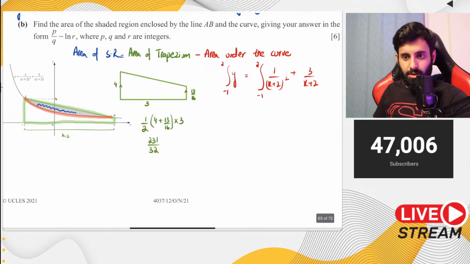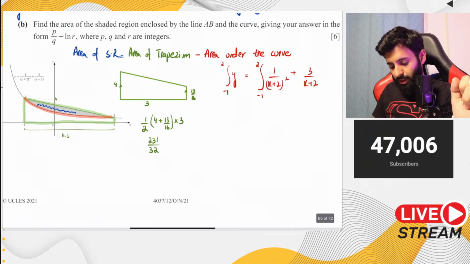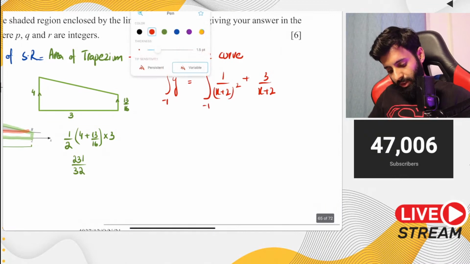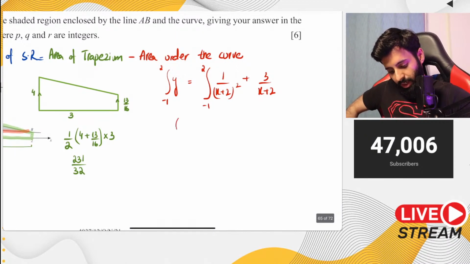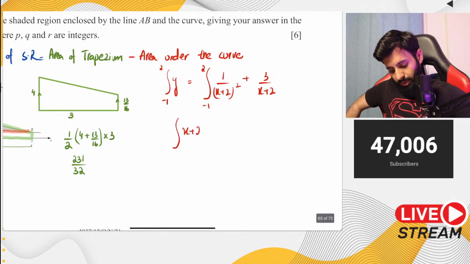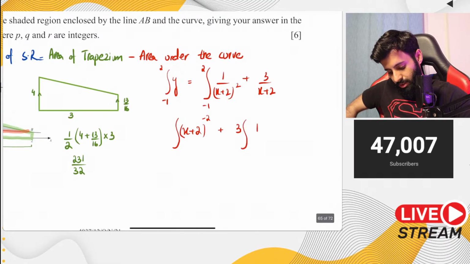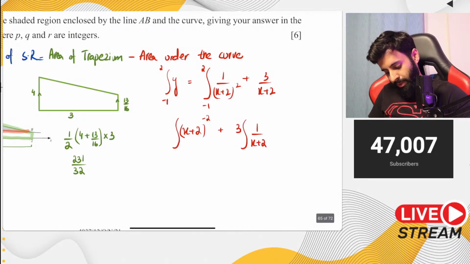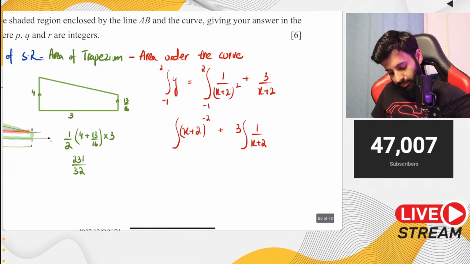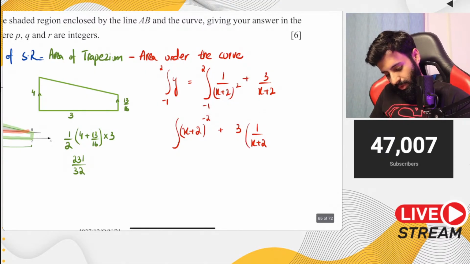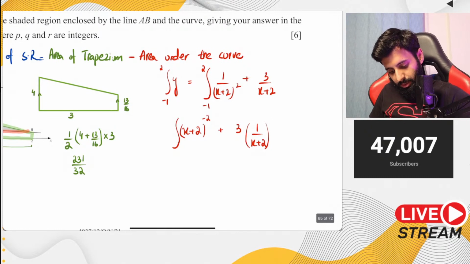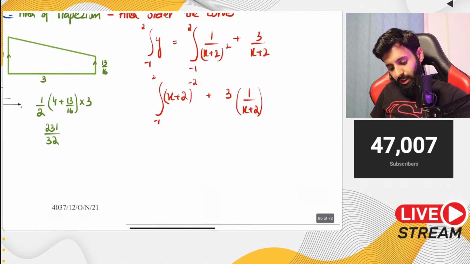Okay, now I hope you guys are ready. Let's begin the integration. Before I start off with the integration, I need to make sure that it's written in a way that it can be integrated easily. So I'll shift the (x plus 2) to the numerator and the power as a result will become positive. Okay, and here I will take the 3 outside and we'll just have 1 upon (x plus 2). And remember, all of this is within the limits 2 and minus 1. Okay, now let's start the integration part.